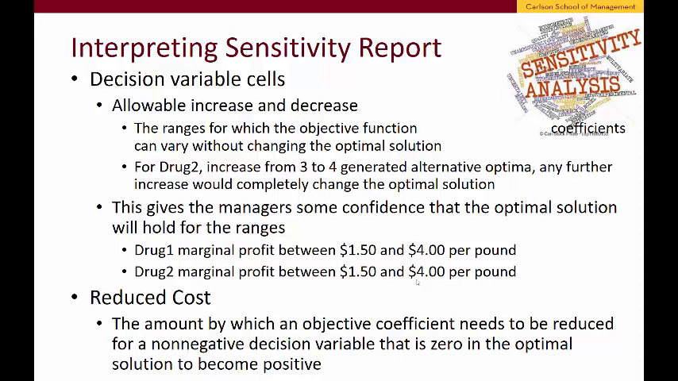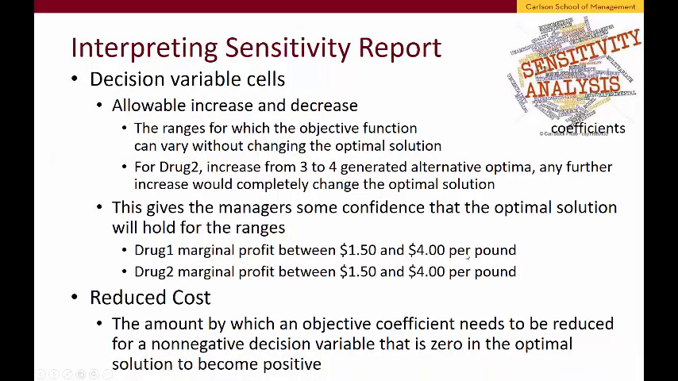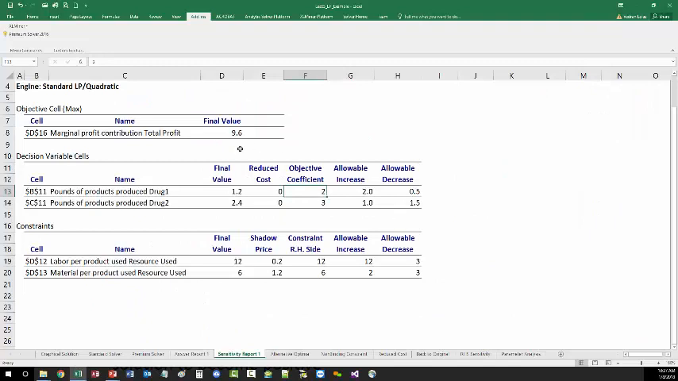Where are these numbers coming from? They come from the sensitivity report right here, this highlighted section. The objective coefficient for drug 1, the marginal profit on drug 1 of $2, can be increased by 2 to 4, or can be decreased by 50 cents, from 2 to $1.50, as shown on the slide here. If you do that, of course, the profit will change, but the optimal solution will stay the same.